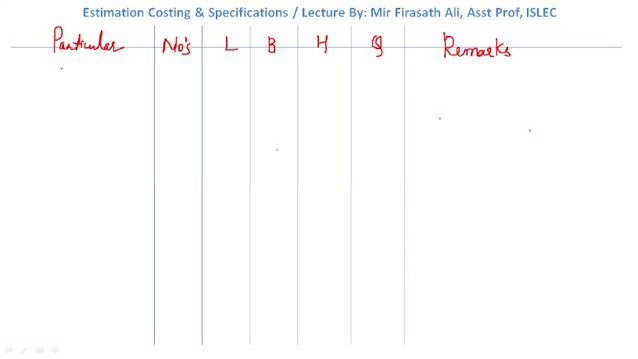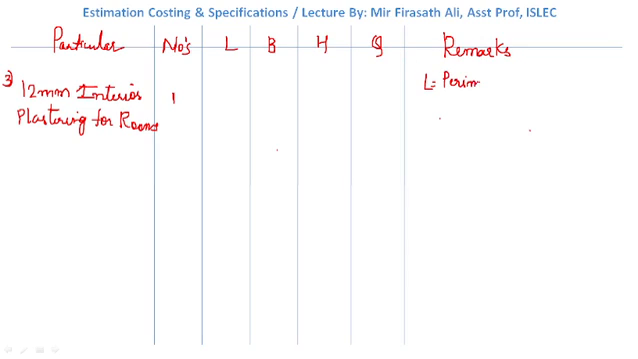Okay. So when we talk about the particular, what is our third particular? 12 mm interior plastering for rooms. Okay. In this, how to determine the length? Numbers is how much? We will take the 1. Okay. How to determine the length? Length is equal to perimeter. Okay. What is the perimeter? Length is perimeter over here.